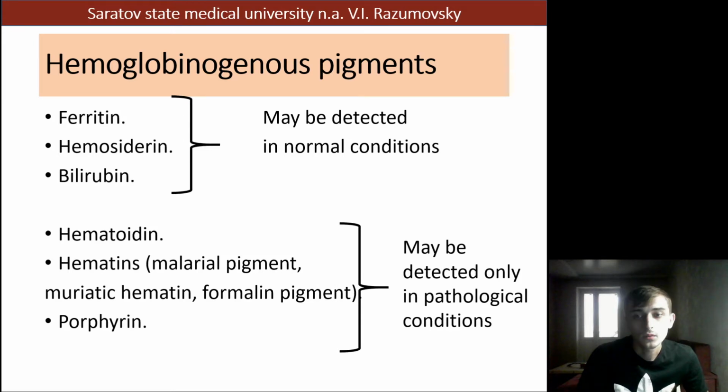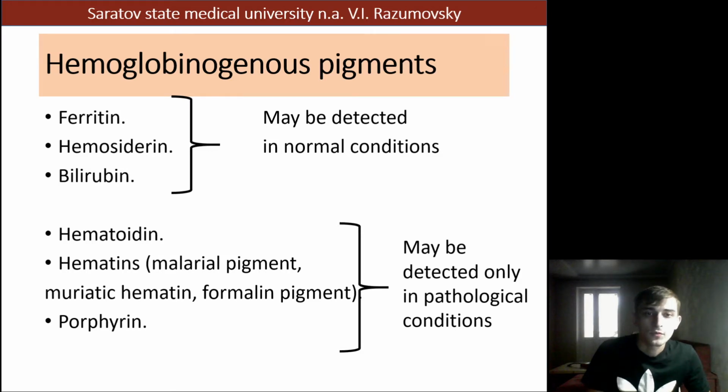And first of all, we should talk about hemoglobinogenous pigments. They may be normal, which we may find in normal condition. They are ferritin, hemosiderin, and bilirubin. And also in this group we may find some pathological pigments. They are hematoidin, the group of hematins, and porphyrin.